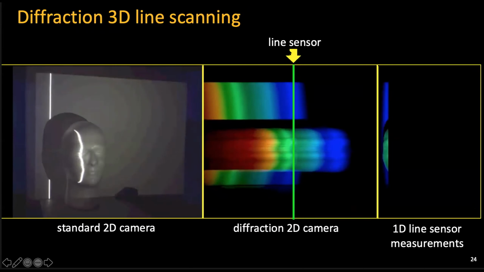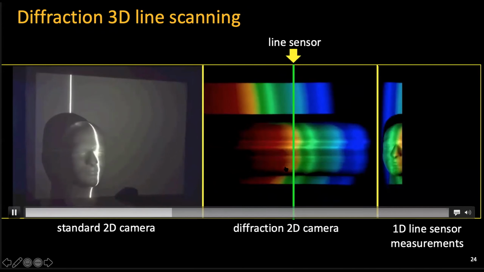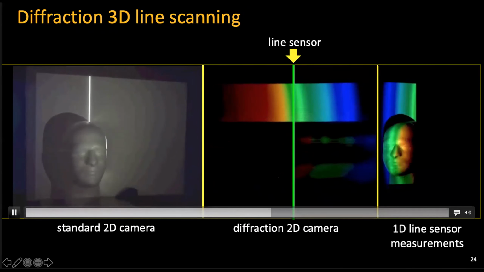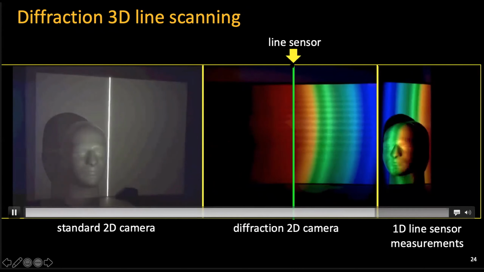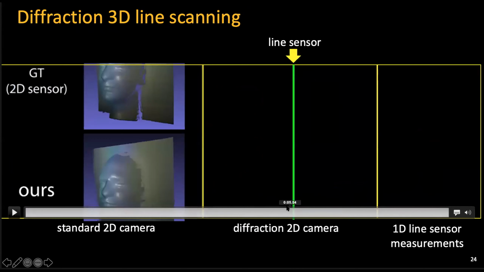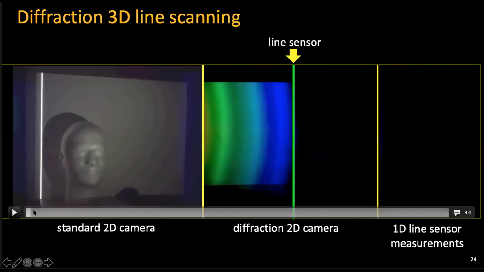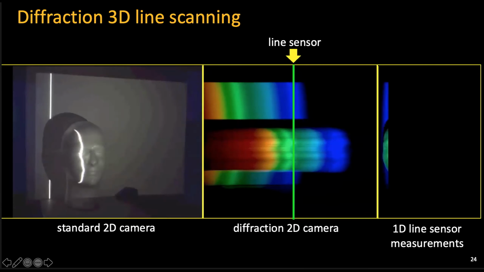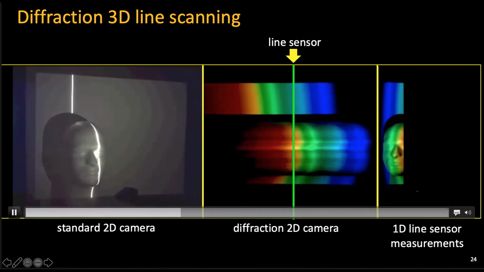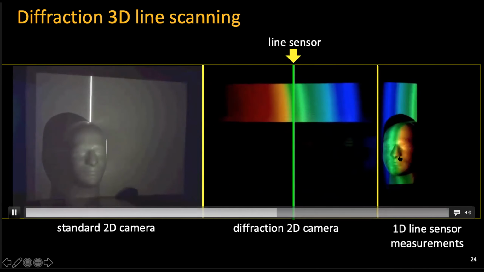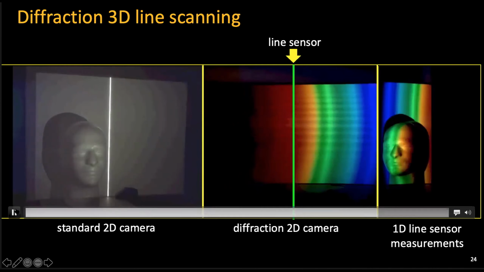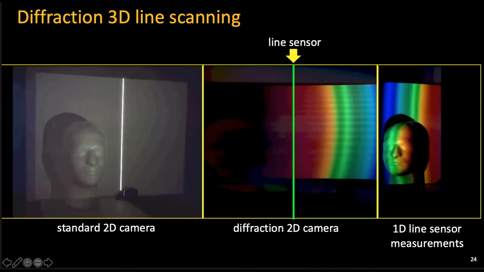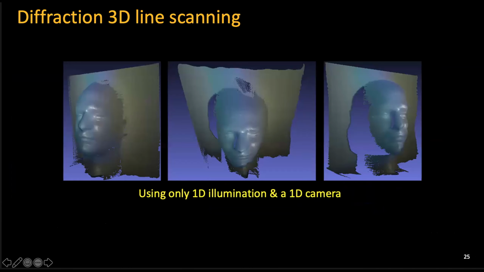So here's your line sensor, and this is the diffraction video. The only thing you capture is just this line in the middle, right? So let me just play that video again. And this is the 1D measurements that you get on the right. And after that, you can run your structured light method and you can get 3D reconstruction, right?